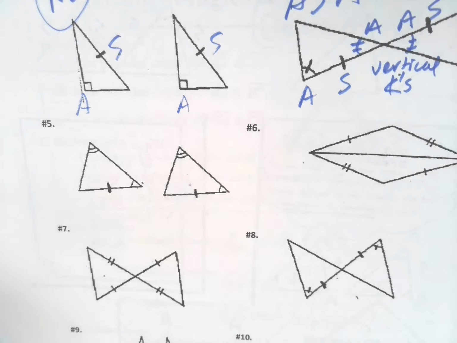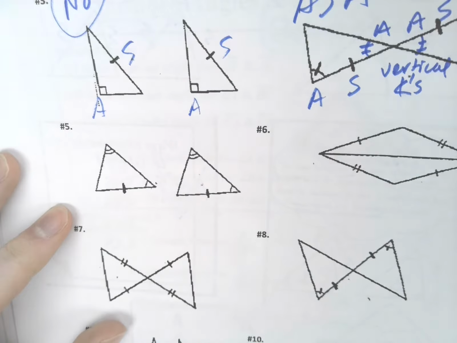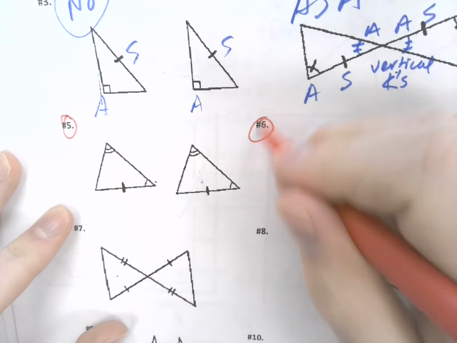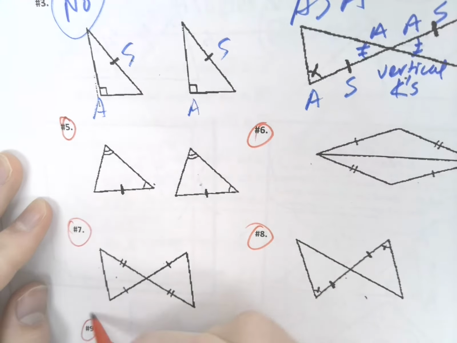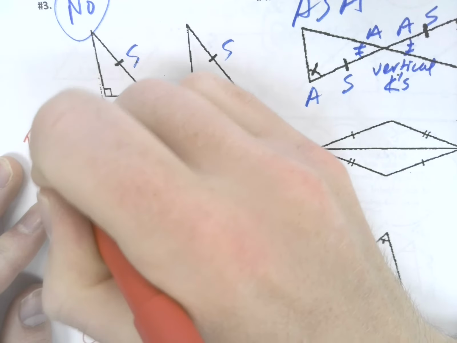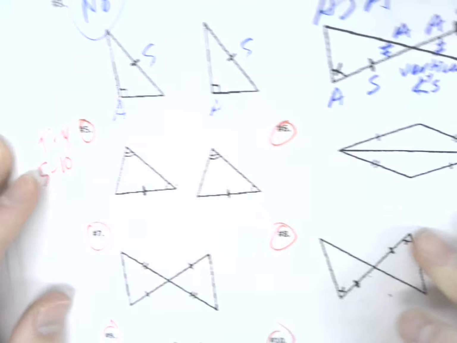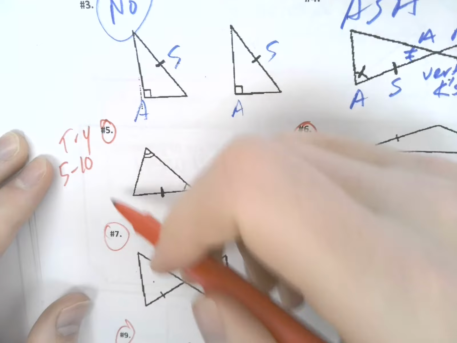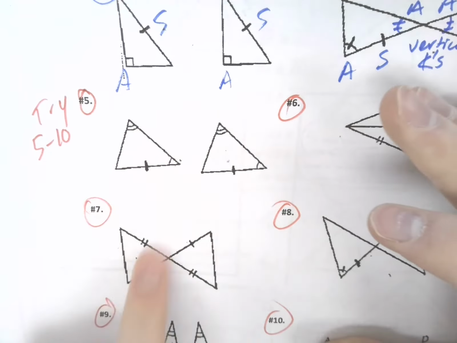And what I'm going to do is I'm going to let you guys see if you can try. We're going to try 5 through 10. We got 6 problems to try here, guys. See what you can do on 5, 6, 7, 8, 9, and 10.